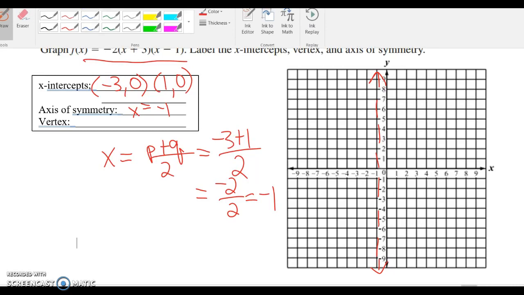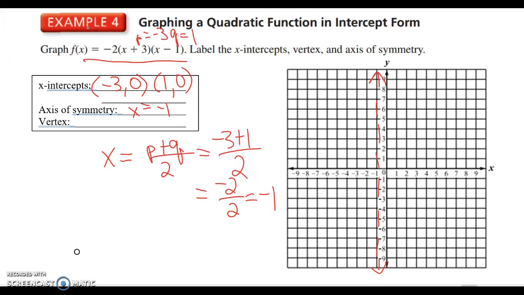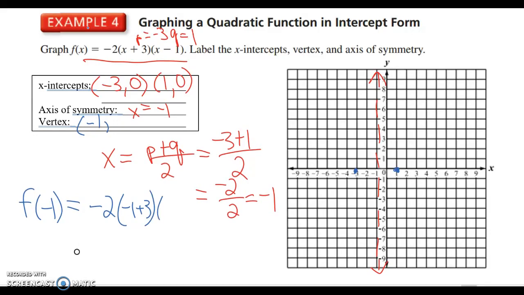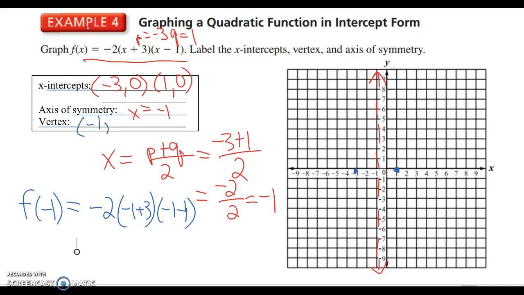So for the x-intercepts, I'm going to have -3 and 1. To get the rest of my vertex, I know it starts with -1, but I have to plug in -1 to my function to get the y value. So I'll have -2 times (-1 plus 3) times (-1 minus 1). Go ahead and calculate what that's going to be, and we'll get our y value.